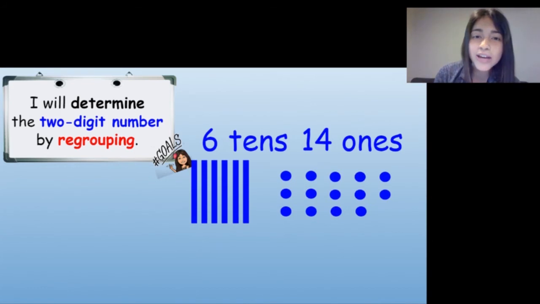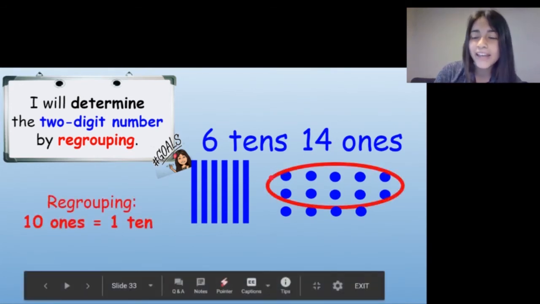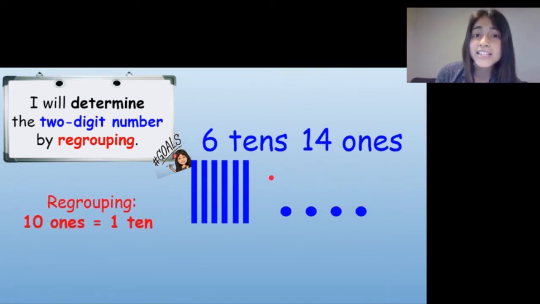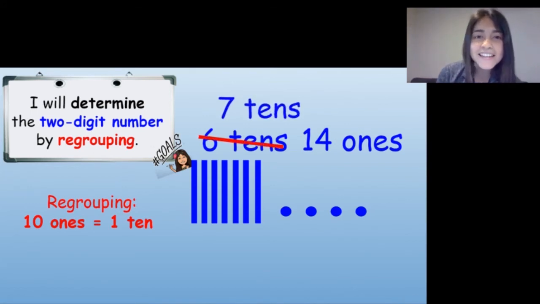And now, can you find those 10 ones? Yep, they're right here. I'm going to go ahead and circle them. And I'm going to take them away, and I'm going to exchange them for how many 10s? 1 10, because 10 ones is the same as 1 10. And now, how many 10s do I have? Yeah, I have 7 10s, because 1 more than 6 would be 7.